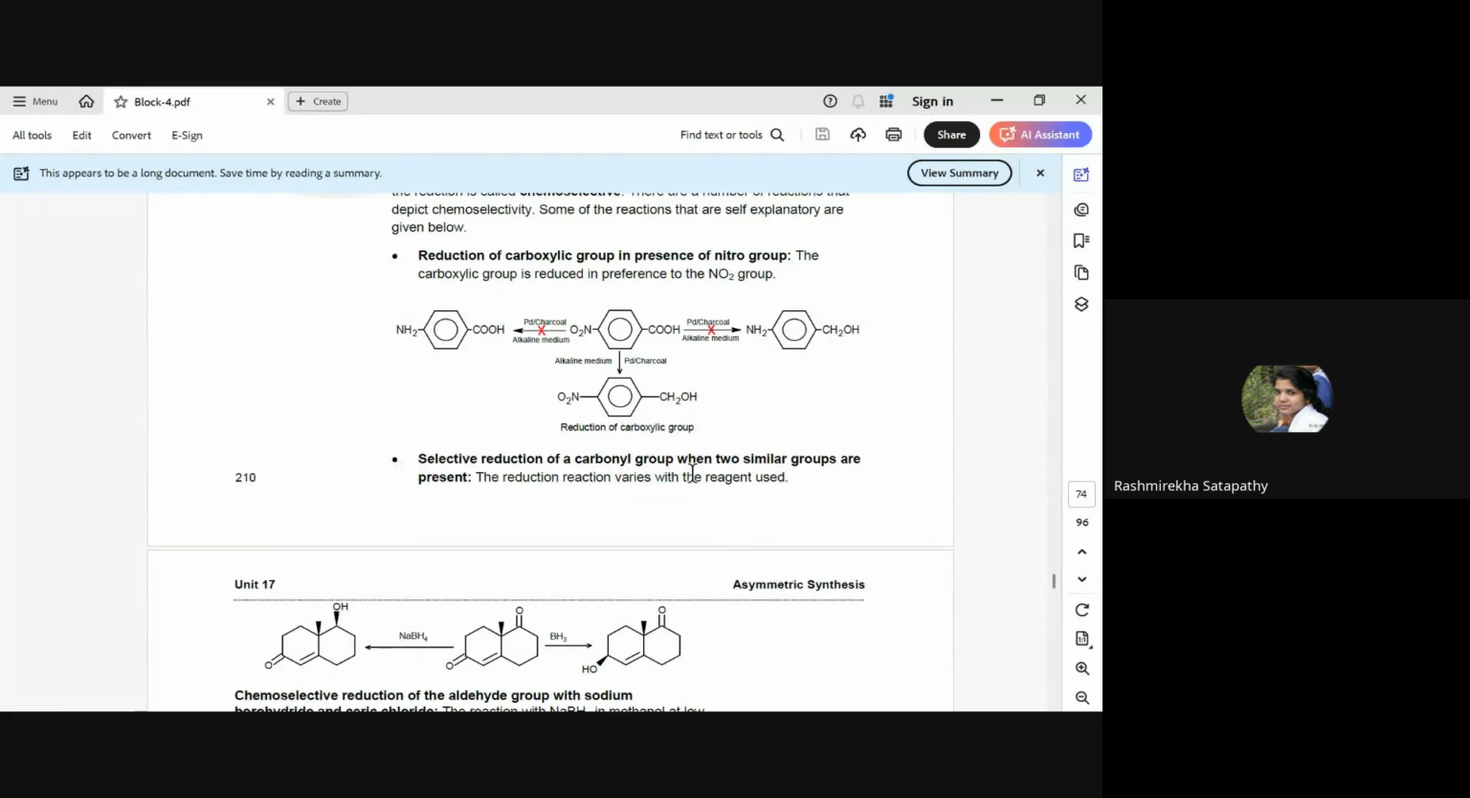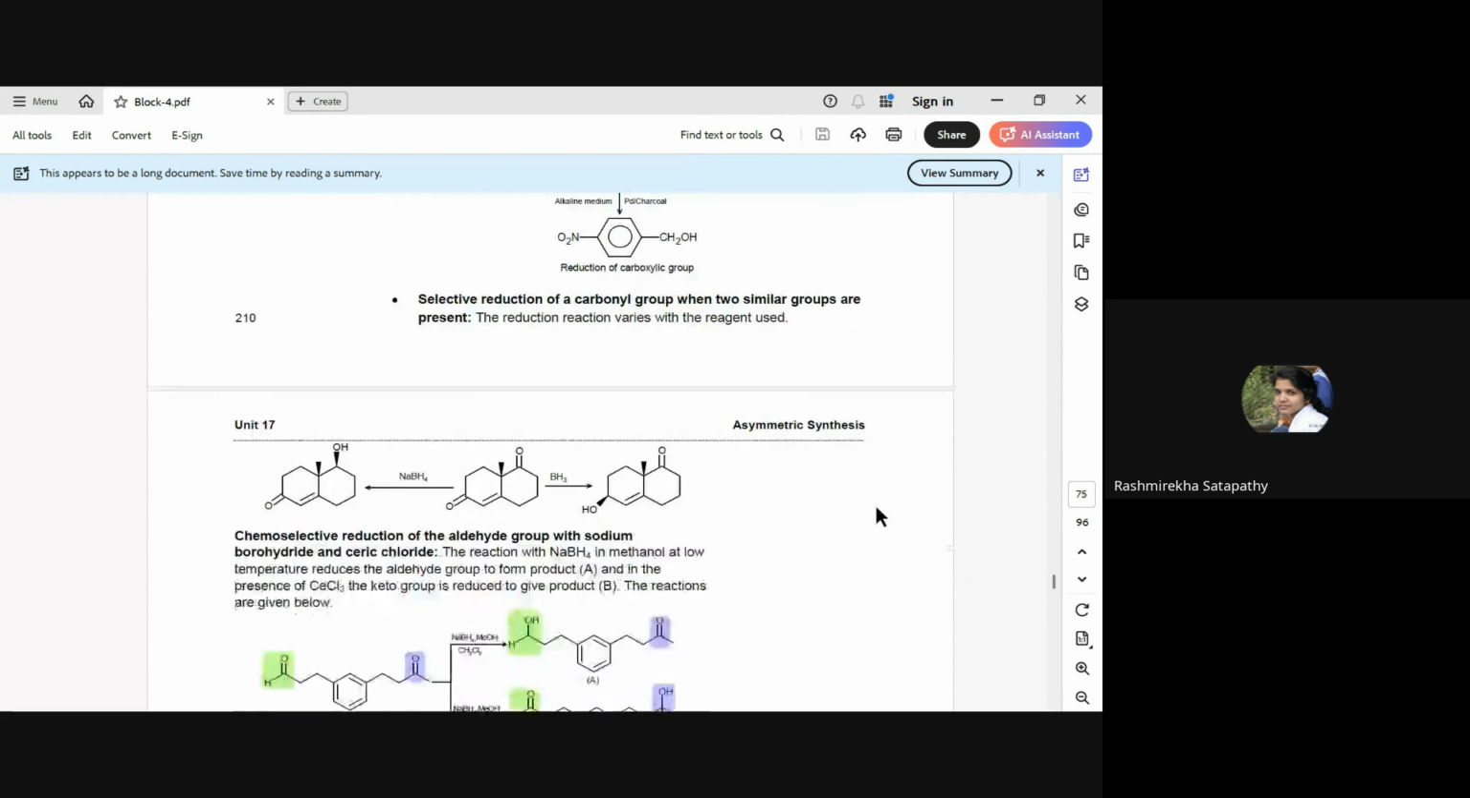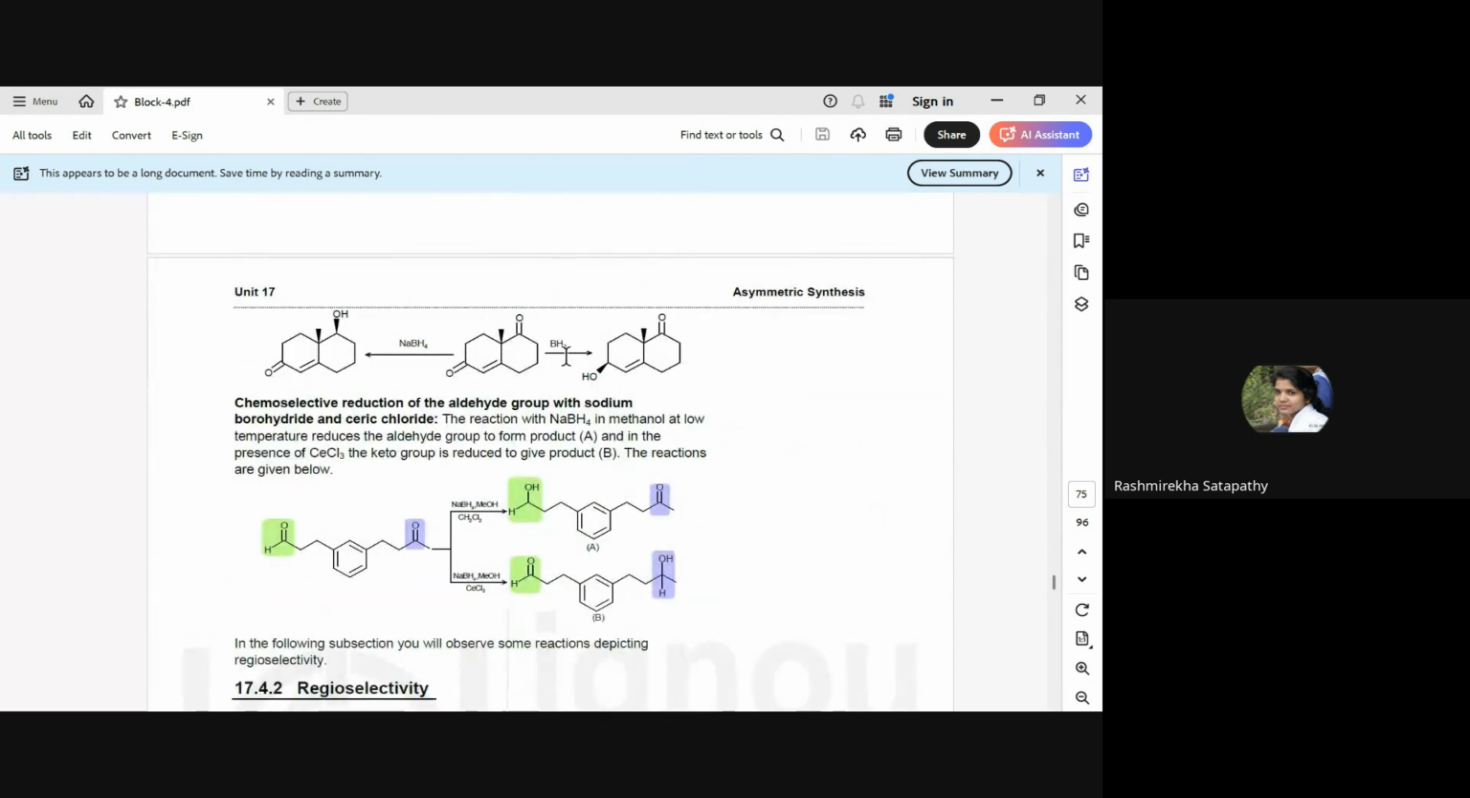Selective reduction of a carbonyl group when two similar groups are present. The reduction required varies with the reagent used. This is the compound; when BS3 is used, only this is converted to the OH. Sodium borohydride is used, and this is converted, so it is a chemoselective reduction. Selectivity in sodium borohydride: this is converted to the OH, but in the boron reagent, this is converted to the OH.